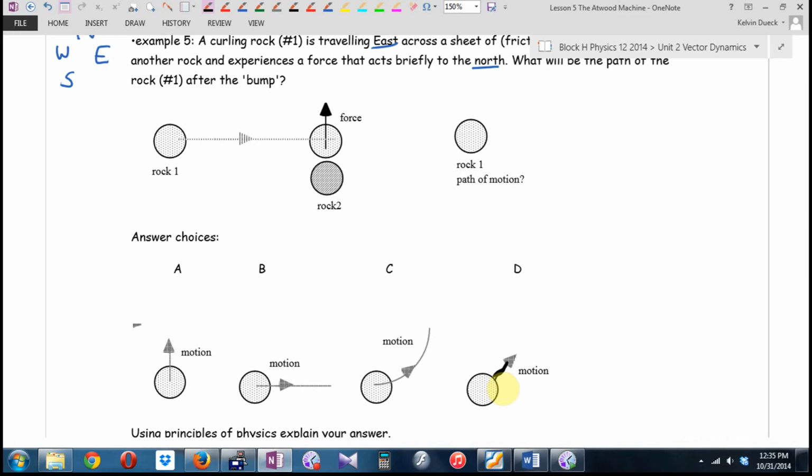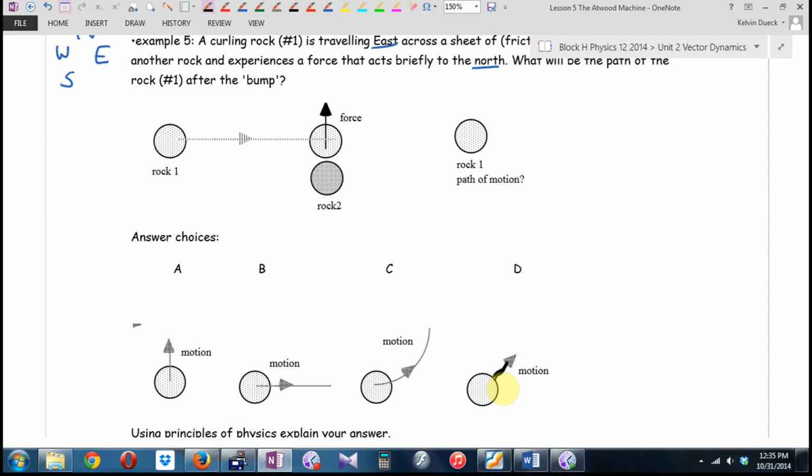All right, so a curling rock, this is a top view. It's sliding along, and it glances, it hits this rock, which gives it a force due north. What will the rock's new path be? A, B, C, or D? You know what? This is an opportunity for us to vote. Once again, how high you hold your hand up is how sure you are of the answer.